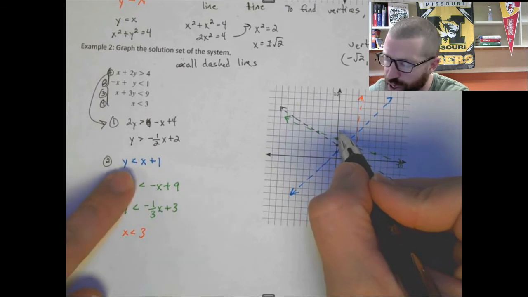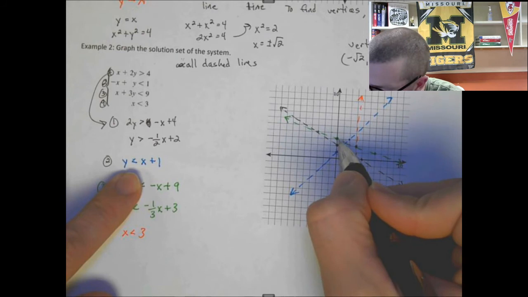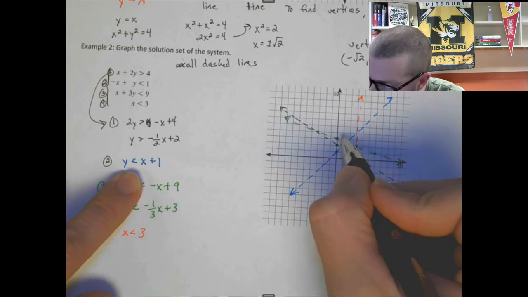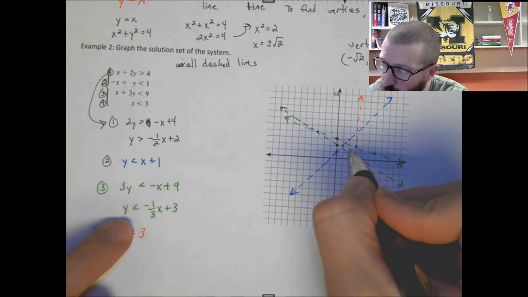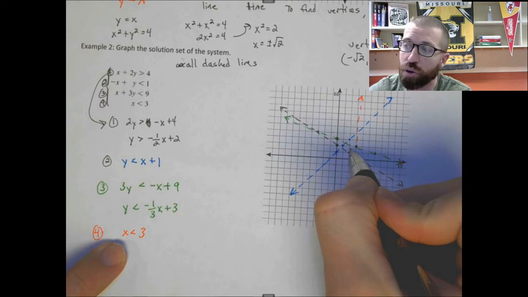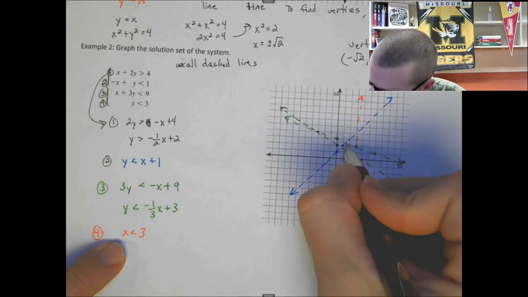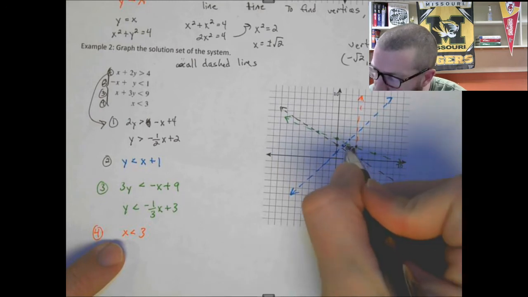But then on the next one, I need to shade below x plus 1, so below the blue line. So I need above the black line, but below the blue line. So now I'm down here. I need to shade below the green line, which is this region right here. And then x is less than 3 would be to the left of the orange line. So it is, in fact, this region in the middle where they are all true.